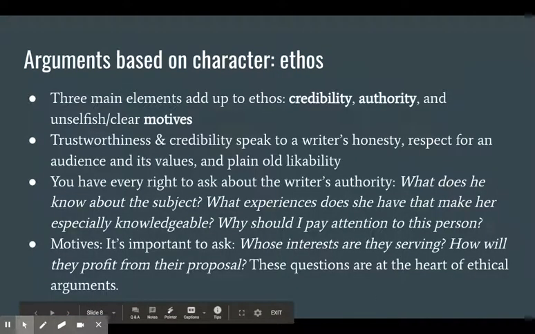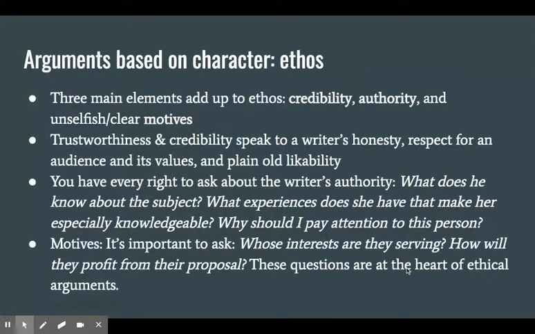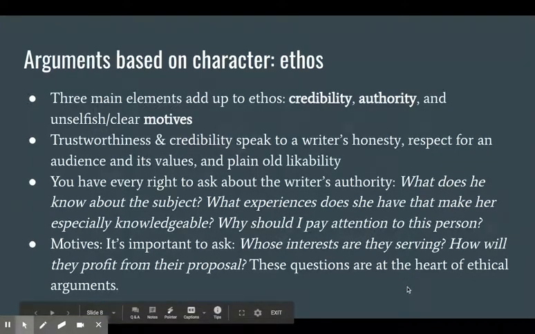Arguments based on character is ethos. So three main elements add up to ethos: credibility, authority, and unselfish or clear motives, right? So this is the ethos of the author, the person who is either putting out the ad or the person who's written the text that you're reading. The trustworthiness and credibility speak to a writer's honesty, respect for an audience and its values, and plain old likability.